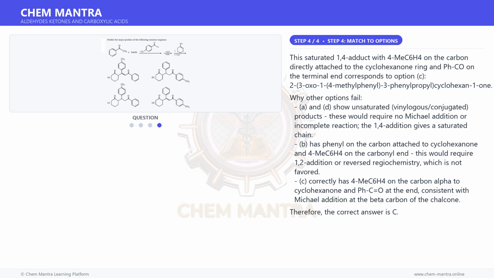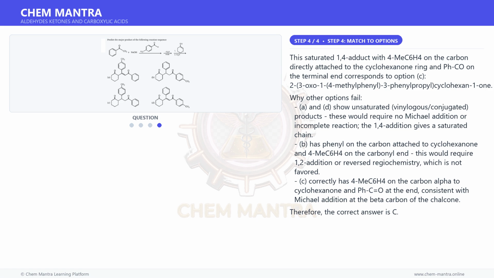Why other options fail? A and D show unsaturated, vinylogous conjugated products. These would require no Michael addition or incomplete reaction. The 1,4 addition gives a saturated chain. B has phenyl on the carbon attached to cyclohexanone and 4-MeC6H4 on the carbonyl end. This would require 1,2 addition or reversed regiochemistry, which is not favored.